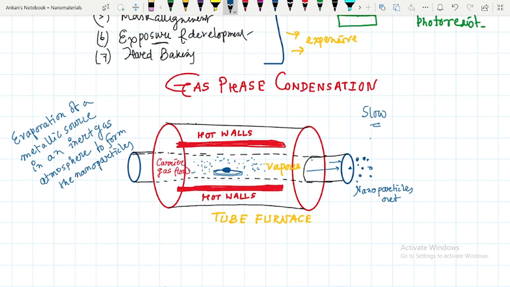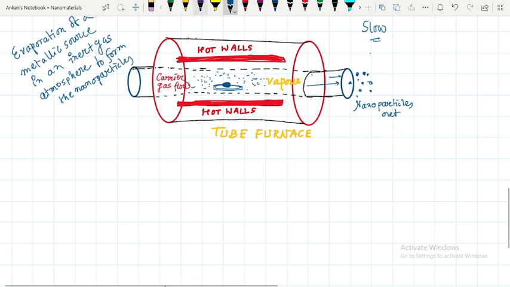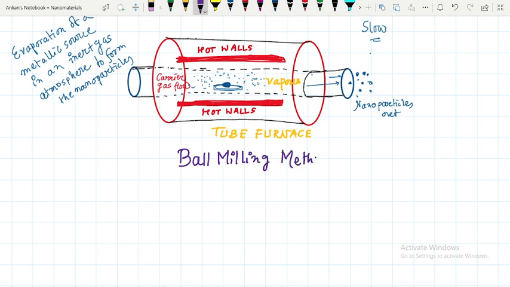Now, after the discussion of one bottom-up technique, let us move on to the top-down technique. There is an interesting top-down approach known as the ball milling method. It is a kind of top-down approach.